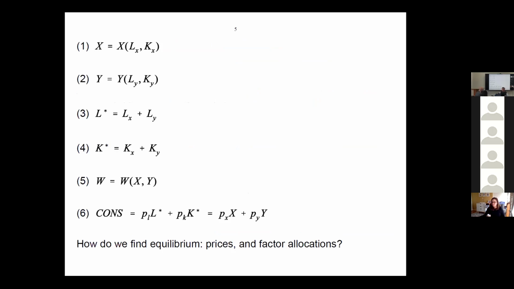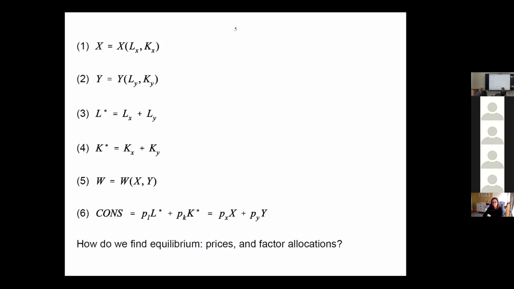So here are just some equations. X is a function of LX and KX, Y, LY, KY. Labor and capital are in fixed supply. The star just denotes a parameter. Essentially, you can change that, see what happens, and we will do that. And welfare or utility is a function of X and Y. And then there's a budget constraint that says revenues derived from selling labor and capital to the market are spent on buying X and Y.